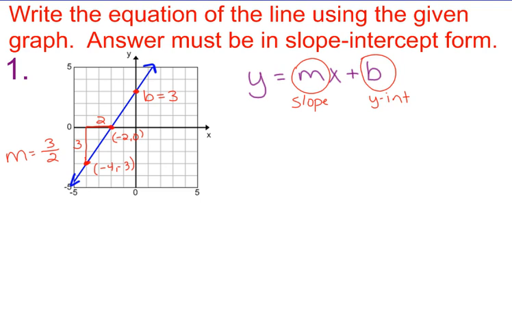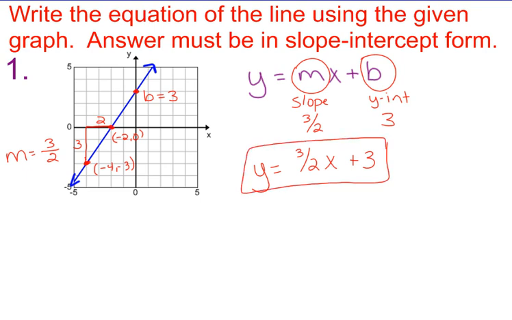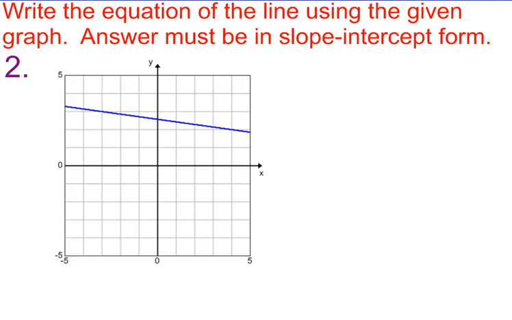So now that I have my m, which I just said was 3/2, and my b, which is 3, my y-intercept, I can write the equation of this line as y equals 3/2 x plus 3. And they only asked for it in slope-intercept form, so I'm giving them the form they asked for. My answer is done. The next one, as I'm looking at this line, again, they ask for it in slope-intercept form. So y equals mx plus b.